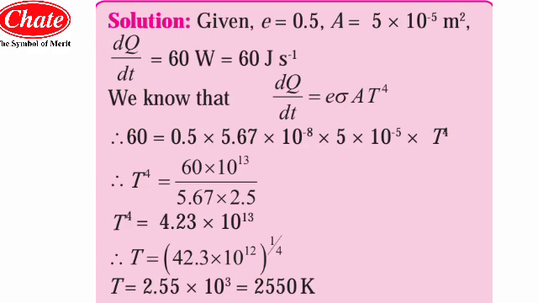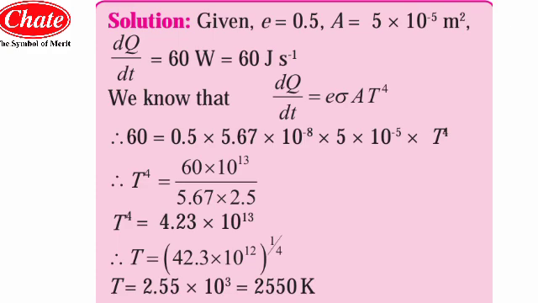Now students, those of you who have not understood, again for them I will explain this problem one more time. So students, first of all they have given the value of E, that is emissivity, the area 5 into 10 to the power of minus 5 meter square, and the heat radiated per unit time, that is dQ by dt, 60 watt they have given, and further we have converted it into joule per second, it is 60 joule per second.